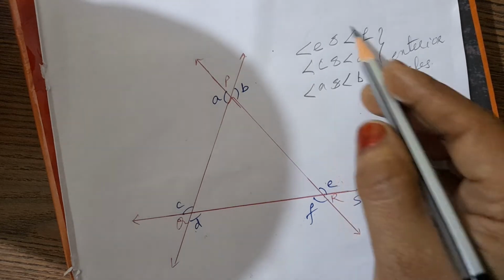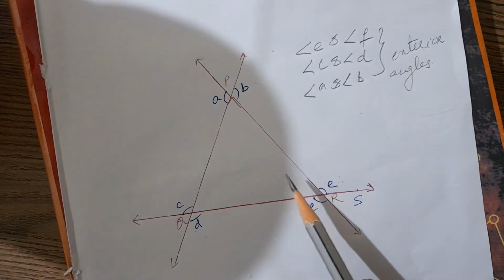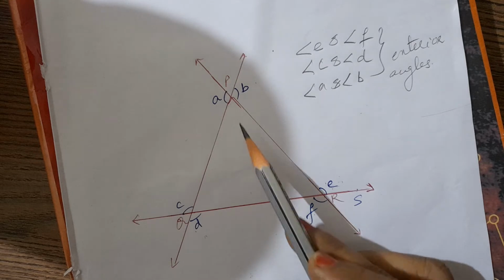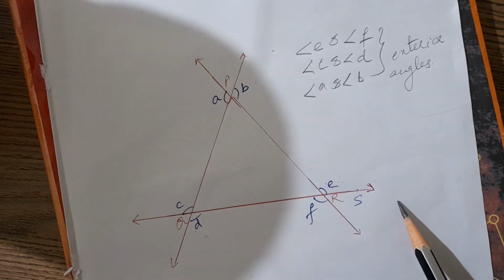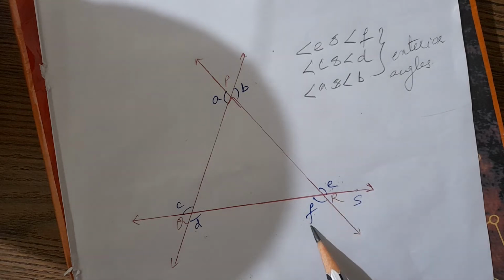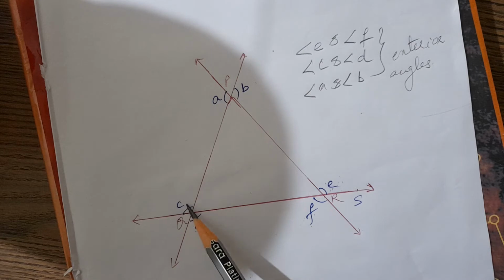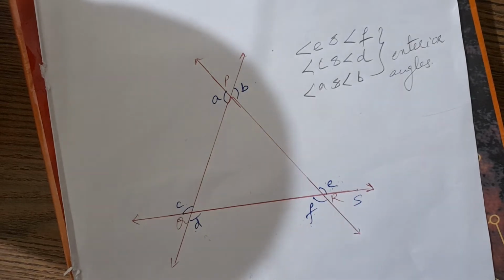Now we spoke about the exterior angle. I hope this is clear to everyone, that an angle which is outside the triangle, formed by extending the sides, is called an exterior angle. Now here my angles E and F are the first pair of exterior angles, C and D the second pair, and A and B the third pair.